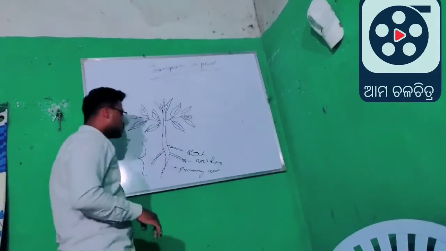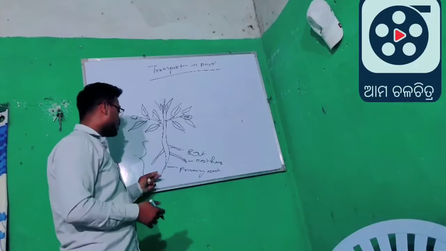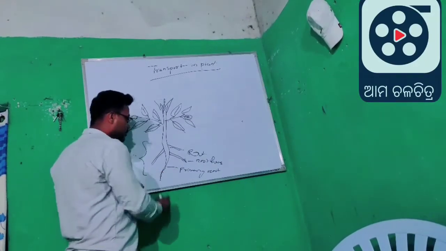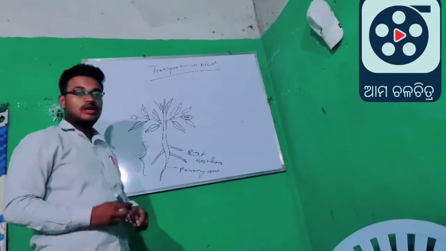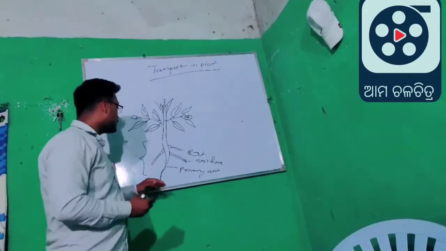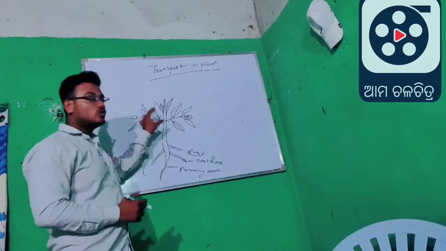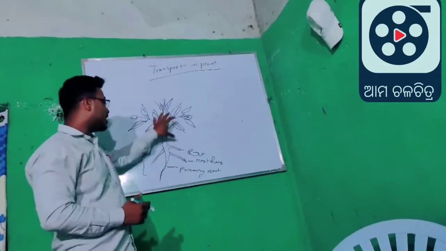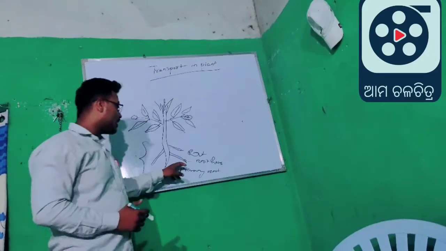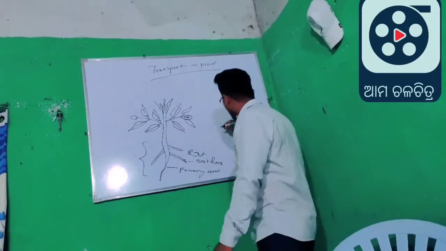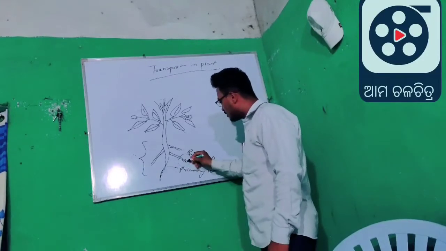So how is the water transported? The main part is the roots. Roots play an important role in the transferring of water or minerals from the soil to the aerial part of the body, to the different parts of the body. The most important point here is the root hair.